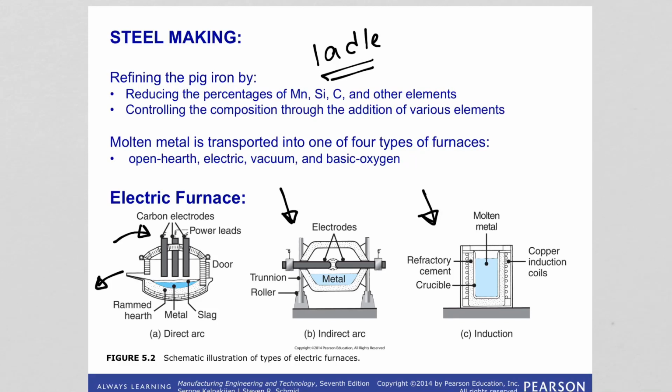For smaller quantities, electric furnaces can be of the induction type, like this one you are seeing. The metal is placed in a crucible, a large pot made of refractory material, and surrounded with a copper coil, through which alternating current is passed. This induces a current, which generates heat and melts the metal. So we talked about this.